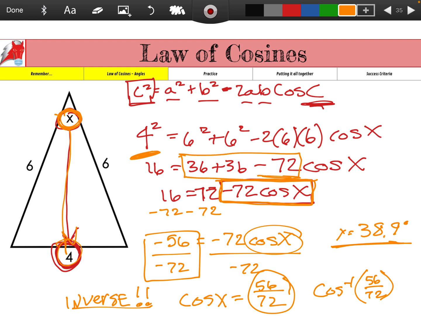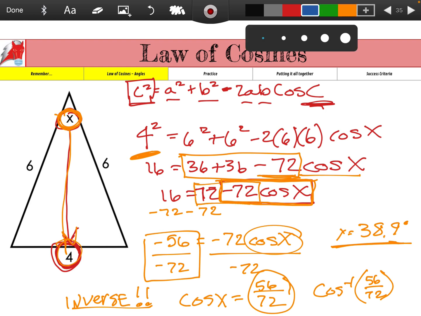But remember, this negative 72 is multiplying that cosine. So I cannot make this go to 0. Don't let your brain tell you, okay, it looks too sweet and it's too convenient to make that go to 0 and say, yes, get rid of everything. But I need to move this over first and go down here.